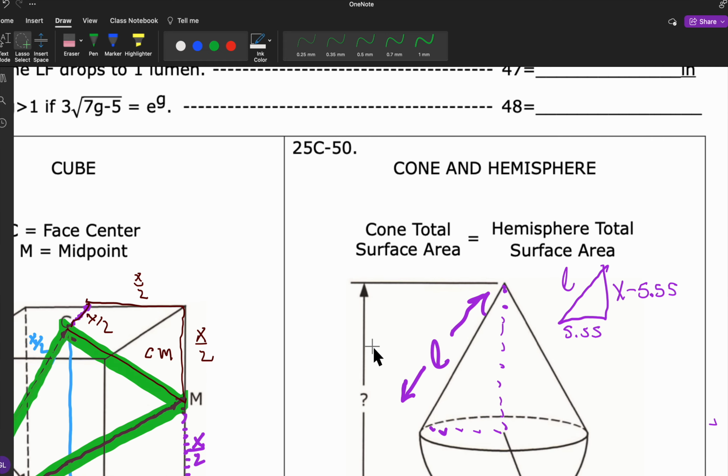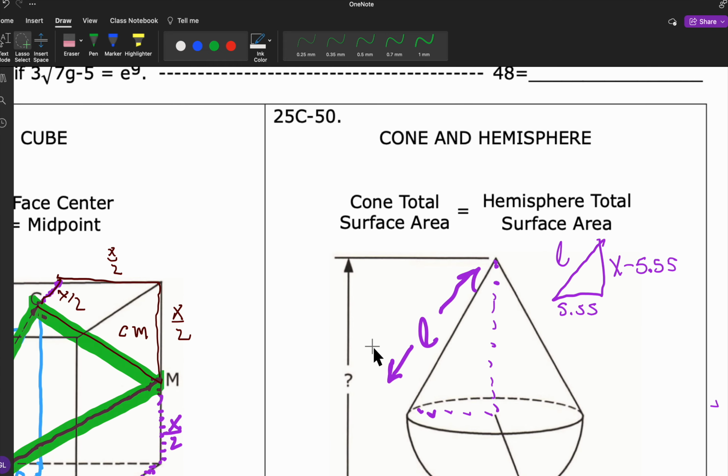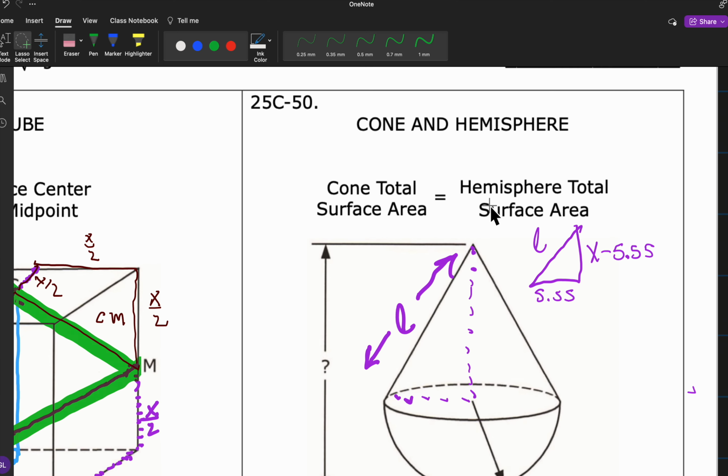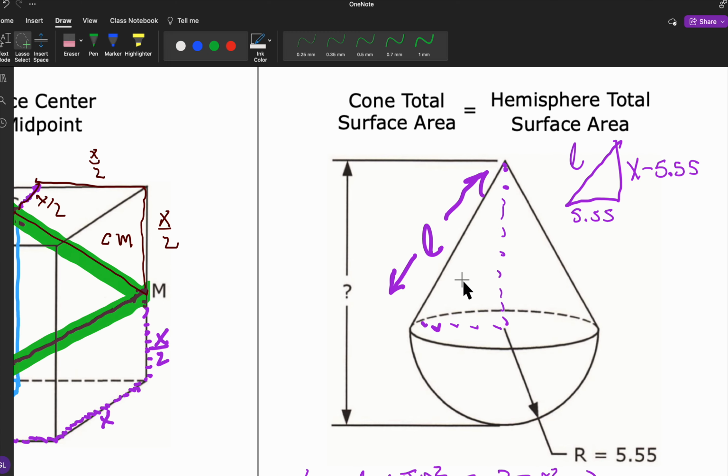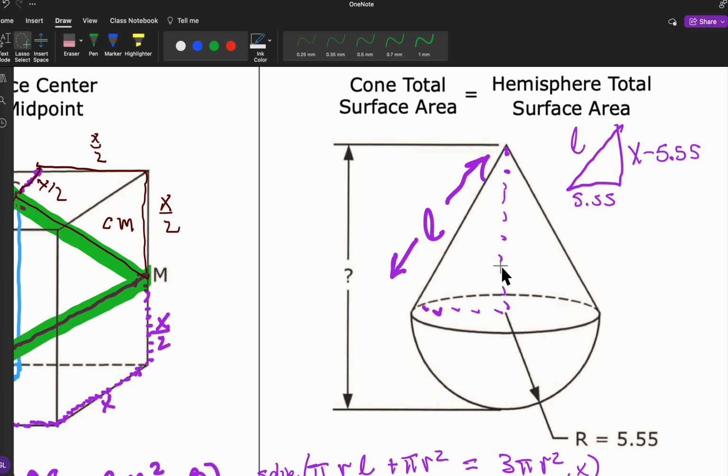All right, 50. They give us a cone and a hemisphere, and they say the total cone surface area. Be very careful here because the shape does not reference the full statement. But they tell us that the total surface area of this cone is going to equal the total surface area of a hemisphere. So for the cone, it's going to be this lateral surface area, the shape of the cone, the area of the waffle, if you will, plus the area of the circular base. So that's the total area of the cone.